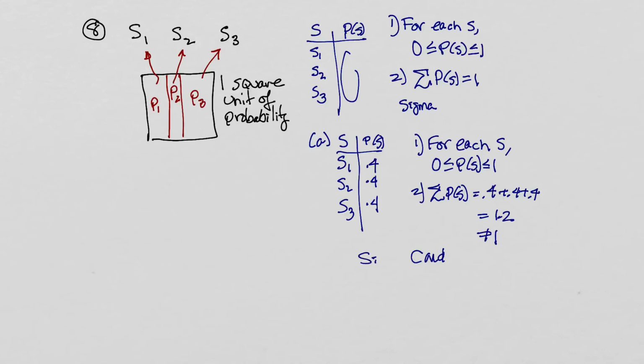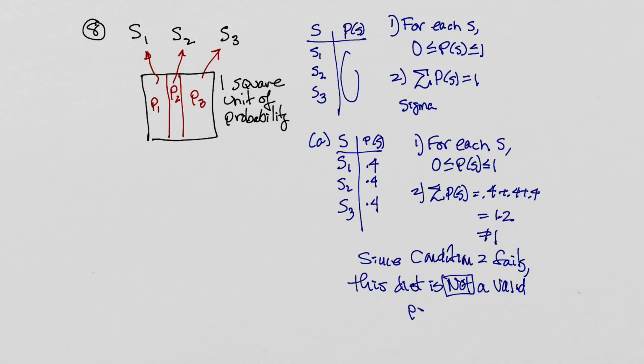So since condition 2 fails, this distribution is not a valid probability distribution.